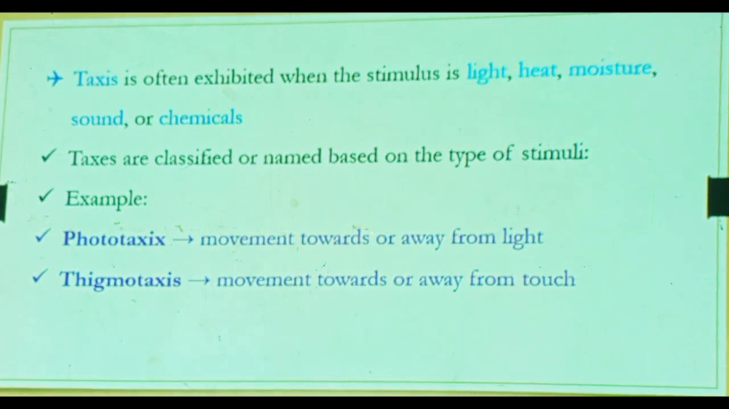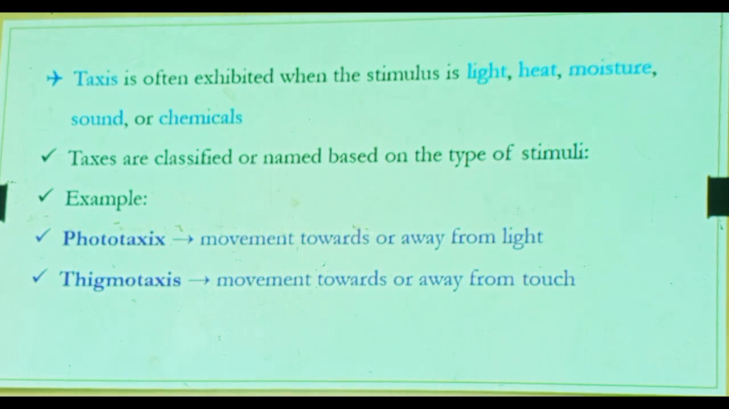The second, thigmotaxis. It's a response to touch. When you touch an animal, usually they go away because they may consider your touch as unfavorable, so they move away. Moving away is a negative response. Moving towards the stimulus is a positive response.